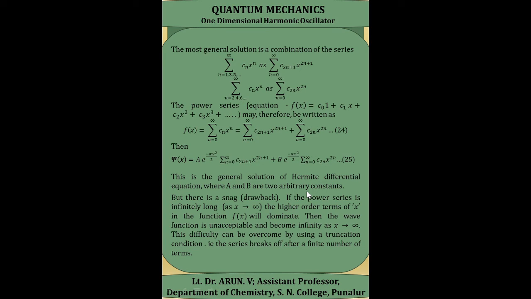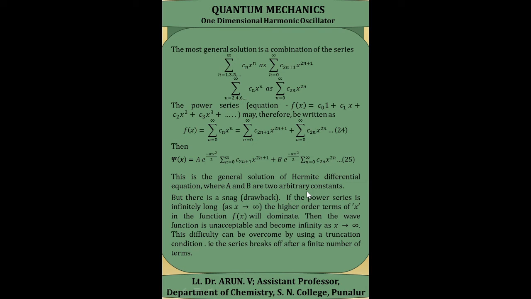For the odd series, the solution is the summation over n equals 1, 3, 5, etc., up to infinity of c_n x raised to n, as the summation of n equals 0 to infinity of c_(2n+1) x raised to 2n plus 1. For even values of n, it is the summation over n equals 2, 4, 6, up to infinity of c_n x raised to n, as the summation of n equals 0 to infinity of c_(2n) x raised to 2n.